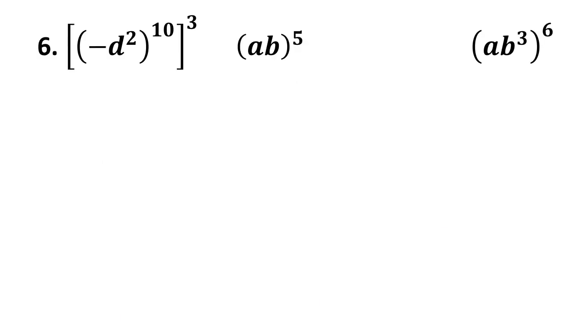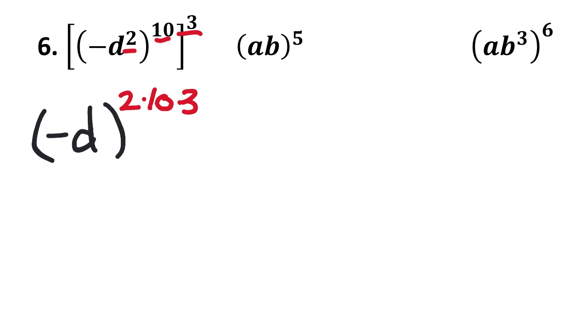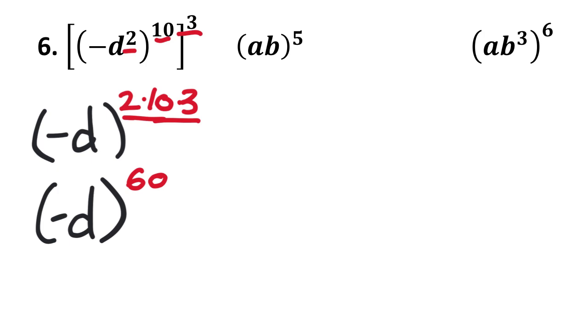So right off the bat on number 6, I have a negative d base, and I'm just going to keep it in parentheses. But my exponents, 2, 10, and 3, since they're all being separated by parentheses, I'm just going to multiply those exponents. So I'm going to keep my base the same, negative d. And 2 times 10 is 20, times 3, 20 times 3 is 60. Now that's an even exponent, so I should be able to just make this positive. But right now we're just worried about operating with these exponents, not if the answer would be positive or negative yet. Although we will, right?